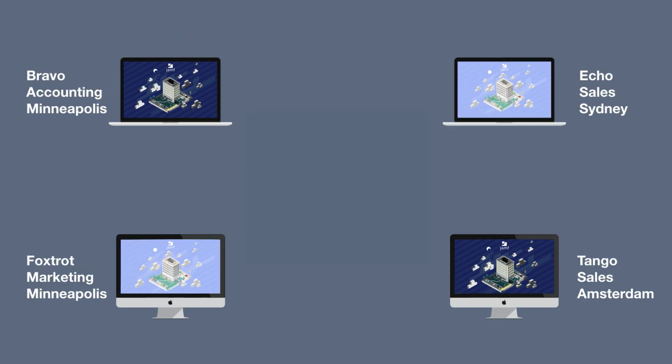Say we have 4 computers: Bravo, Echo, Foxtrot, and Tango. If we deploy an app targeting all computers, everyone will receive the app. We can target a specific building, like Minneapolis, and only those computers in that building will receive the app. In this case, Bravo and Foxtrot, whereas Tango and Echo will not because they're in Amsterdam and Sydney. We can target multiple buildings as well.